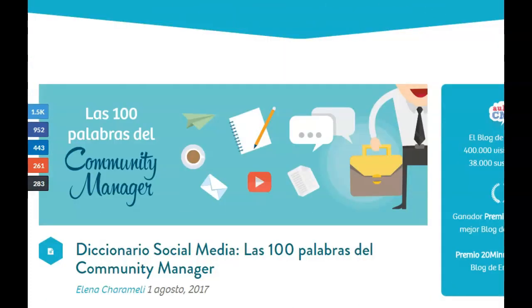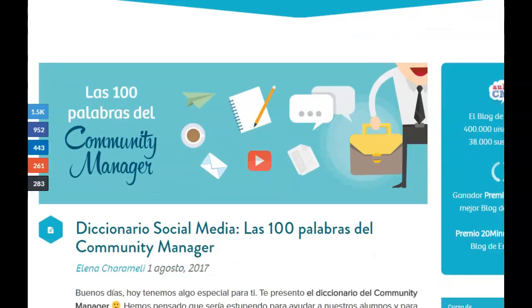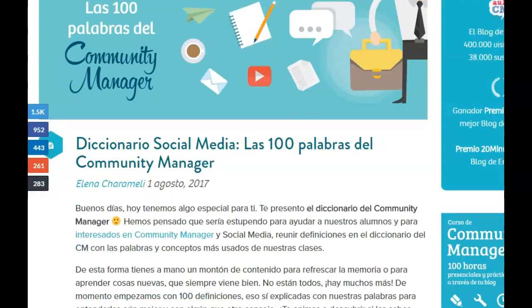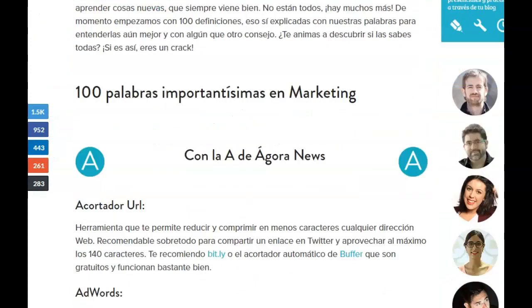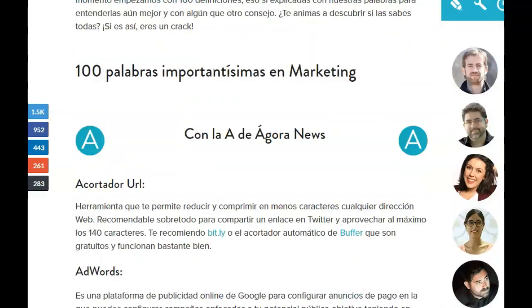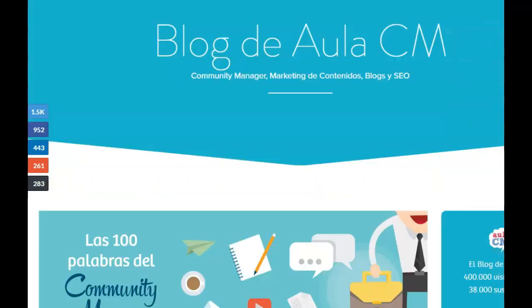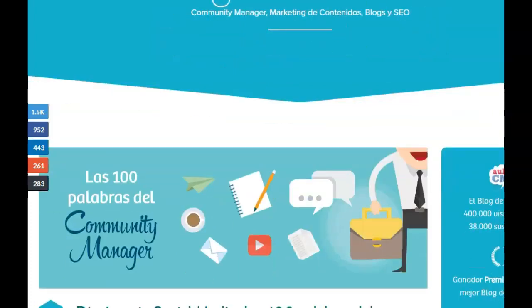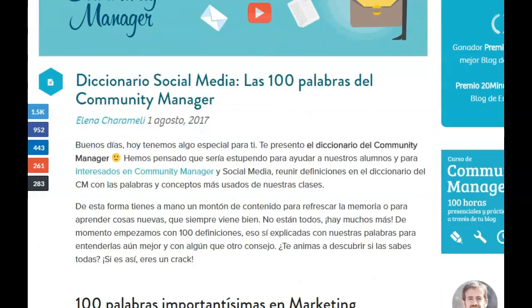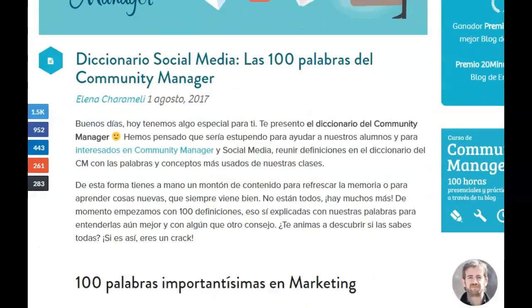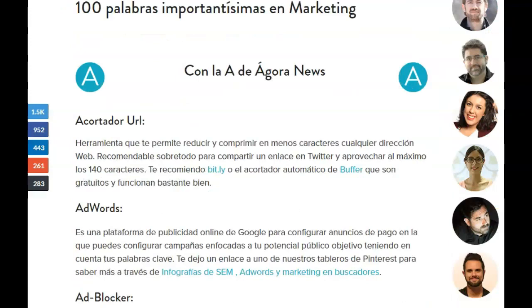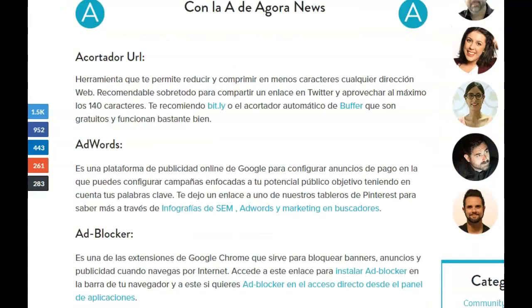This is one of the websites that I found from Spain that has really good organization of the social media terms. It's called Diccionario Community Manager, Marketing de Contenidos, Blogs y SEO. Así que this is the Diccionario Social Media, las 100 palabras del Community Manager. And so this is a marketing organization that put together social media words.